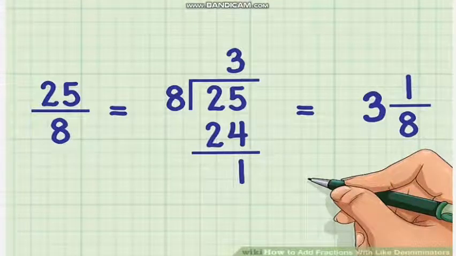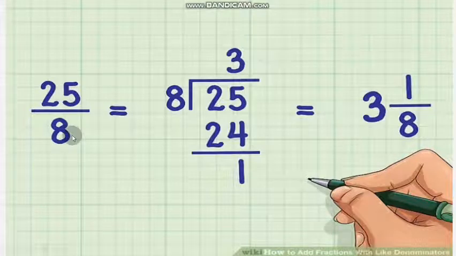Convert improper fractions to mixed numbers if necessary. When a fraction has a numerator that's bigger than the denominator, such as 25/8, this is said to be an improper fraction. The reverse, when the numerator is smaller than the denominator, is called a proper fraction. So, 25/8 can be converted into a mixed number, which is a number that has a whole number plus a proper fraction.